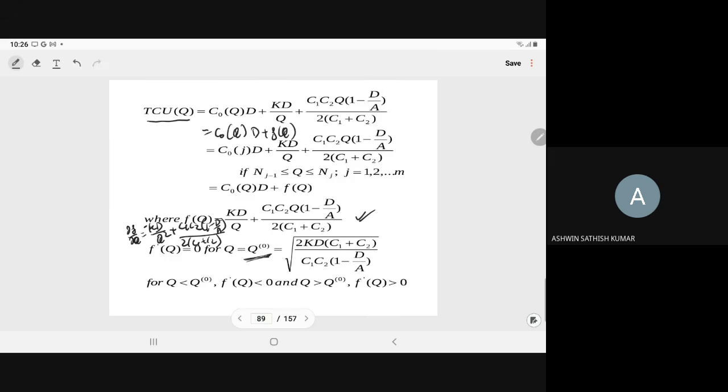When we put this equal to 0, the q naught will come as root of 2 kd upon c1 plus c2 upon c1 c2 into 1 minus d upon a. So this is your q naught.